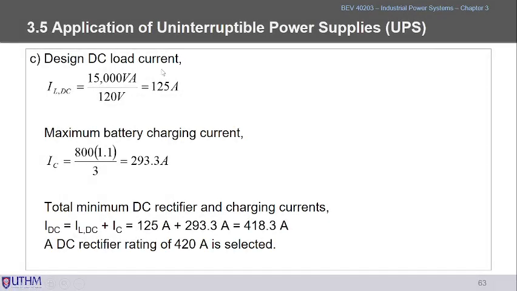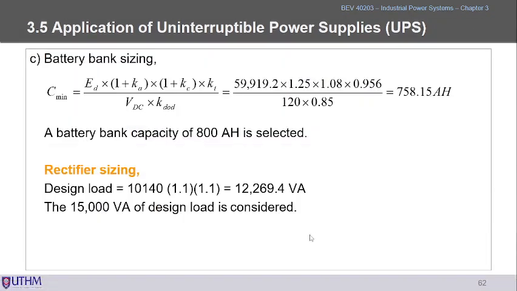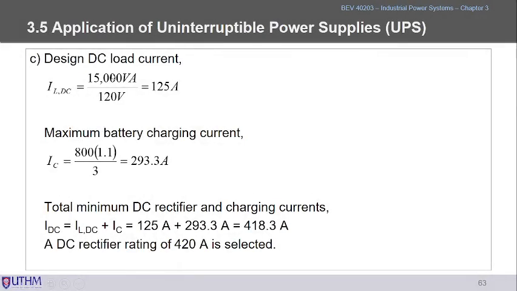And the design DC load current. It depends on our loads. Just now we had the rectifier size. From the rectifier size, we know that the load is 15,000, and we divide by the DC voltage, 120. That means our load needs 125 ampere.